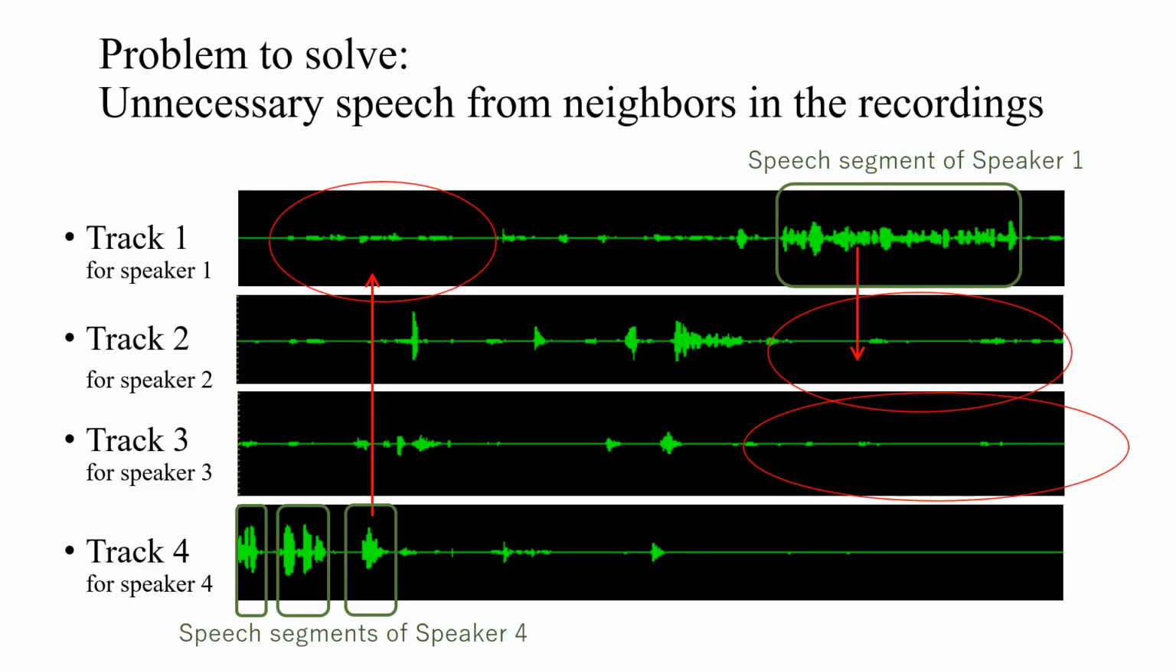Let's take a look at the problem we see in possible applications. There are several recording tracks here, each associated with a speaker. It often contains speech signals coming from adjacent speakers. It is known that crosstalk microphones have noise-canceling features, but they actually cannot completely eliminate the sound of the neighboring speakers.